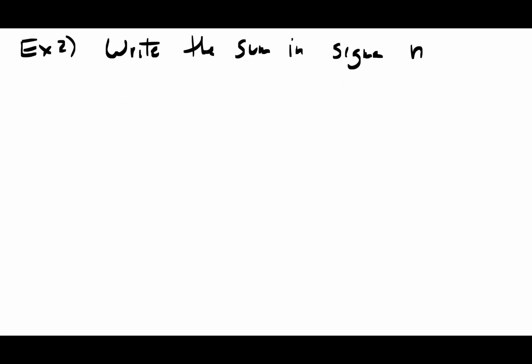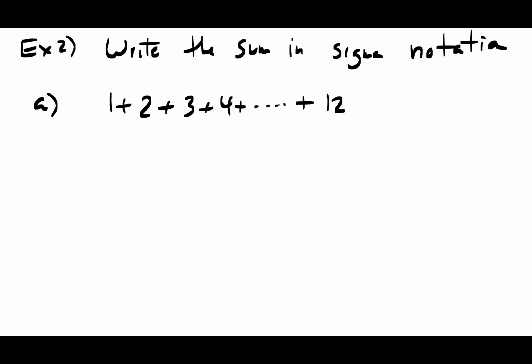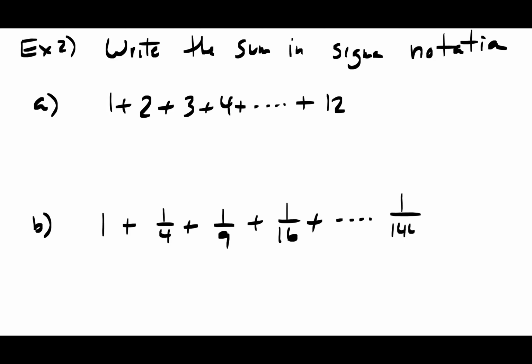And so how about example number 2? Write the sum in sigma notation. So let's go backwards just to get us used to this. So A is this right here, should be pretty easy. And B is, of course, I'm going to put fractions inside here. It'll just be fun for fractions. And so much easier the other way.